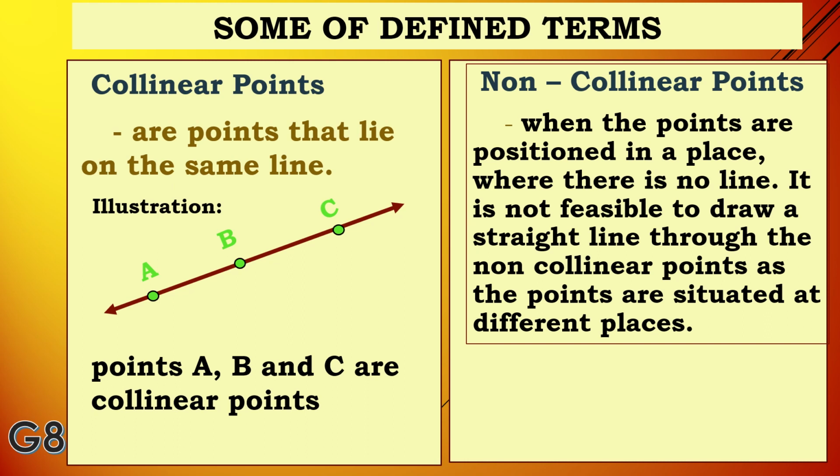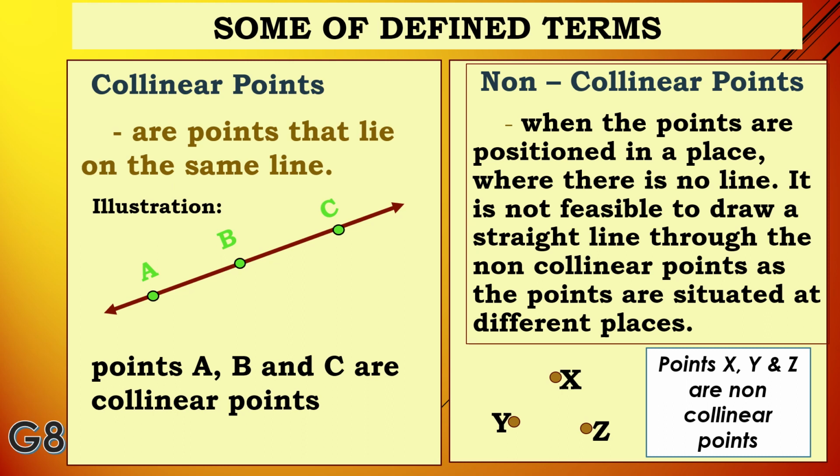We also have here non-collinear points. When we say non-collinear points, these are points that do not lie on the same line. It is not feasible to draw a line through the non-collinear points as the points are situated at different places. Say, for example, we have here 3 points named point Y, point X, and point J. So it is not feasible to draw a straight line because these 3 points are non-collinear points.